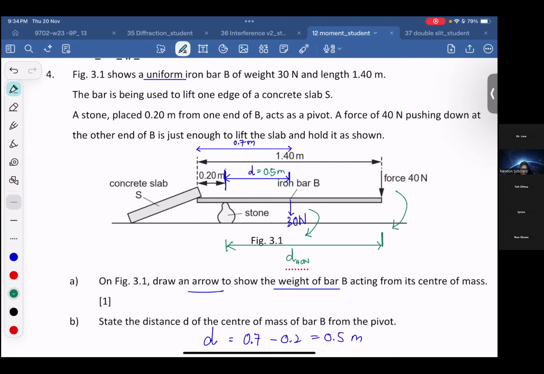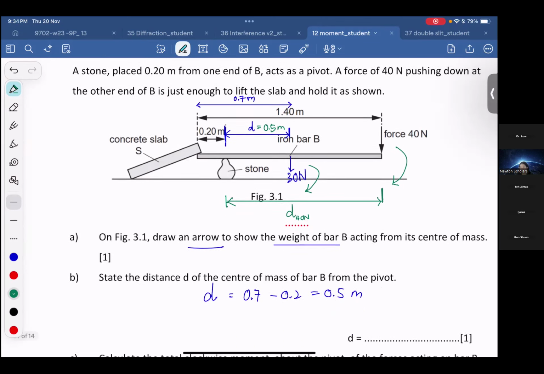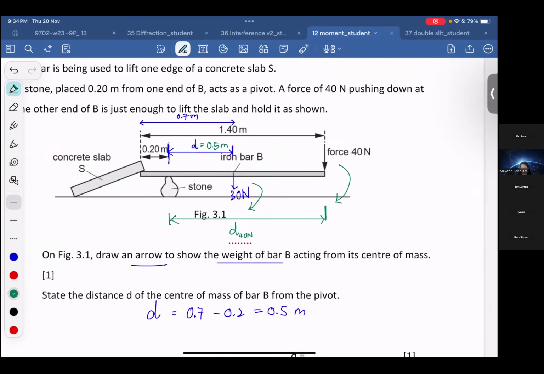Angeline, I deduct you 1 mark because you gave me the wrong unit. But the answer is correct, the unit is wrong. Total moment, yes. Okay, deal. Total moment here, question C.